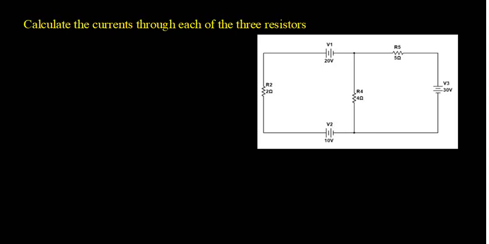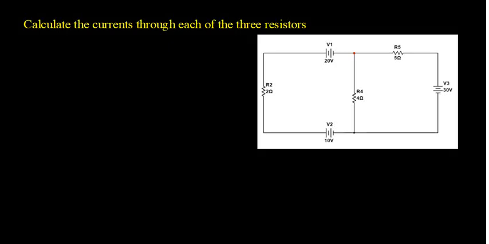Hello everyone. In this video, I will be discussing another example related to Kirchhoff rules, and as usual, I'm asking you to calculate the currents through each of the three resistors in this circuit. The usual start of Kirchhoff rules is that I will start distributing the current through this junction here.